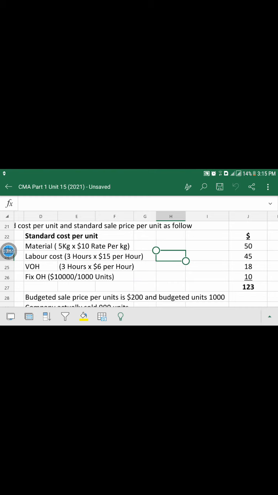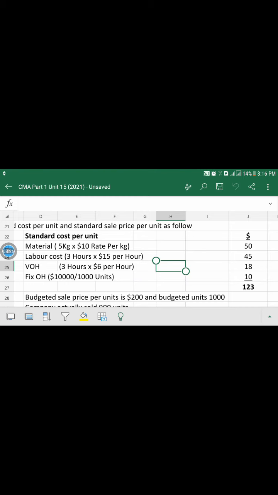Yeah, we got that. Now the labor cost. The labor cost per unit is given here. One unit takes 3 hours, and the labor charge is $15 per hour. So if we multiply 3 into 15, we get 45. That is our labor cost for 1 unit. For 1 unit, we are paying $45.